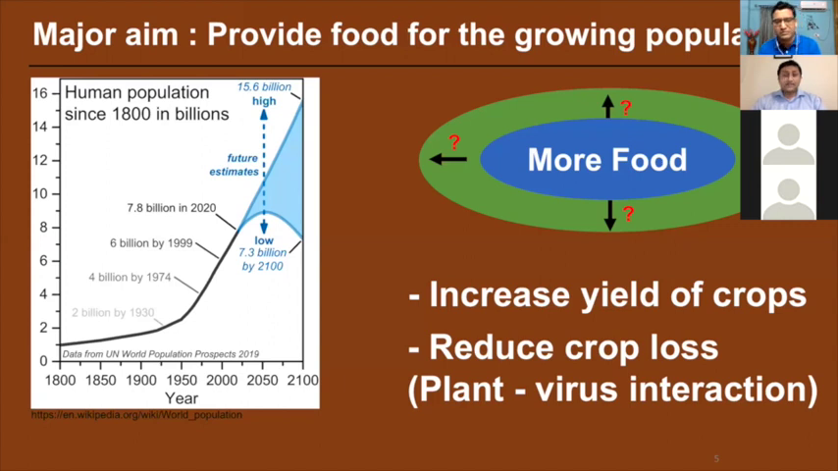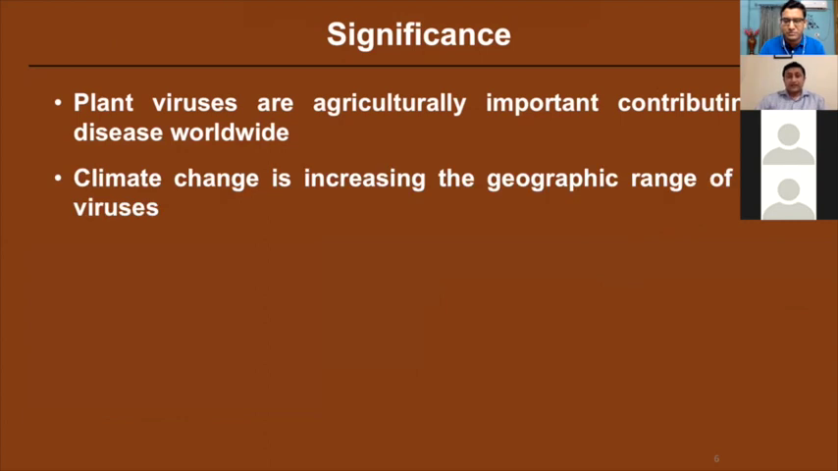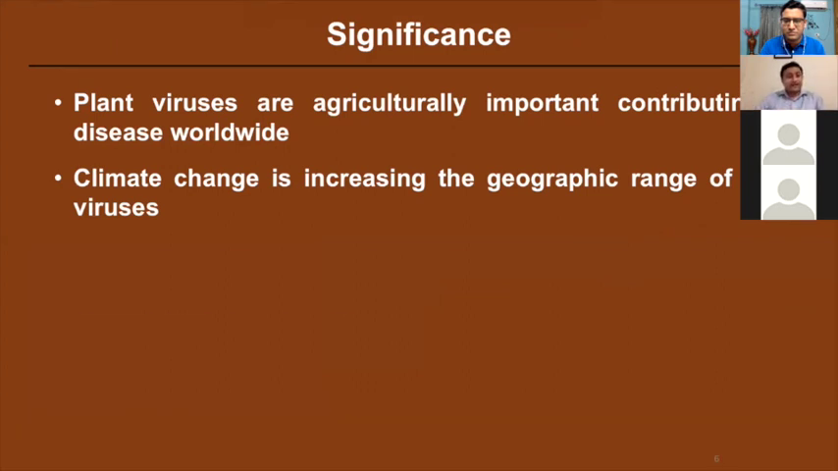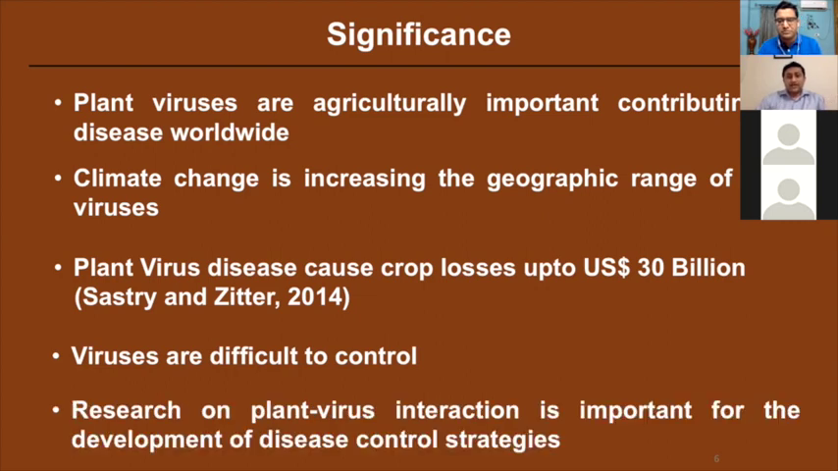Why plant-virus interaction? Plant viruses are known to cause diseases worldwide in agriculturally important plants, and with the change in climate, their geographic range is continuously increasing. It is estimated that every year, plant virus diseases cause crop losses of up to $30 billion. And still we find that viruses are difficult to control. So we need to continue research on plant viruses and their hosts, and understand the interactions so that we can develop novel disease control strategies.